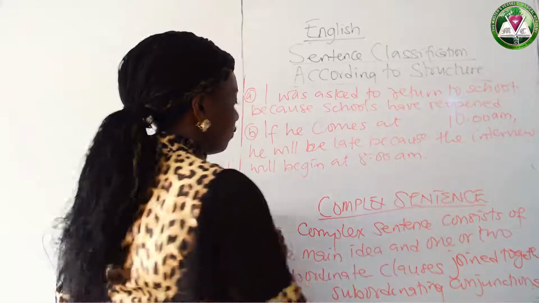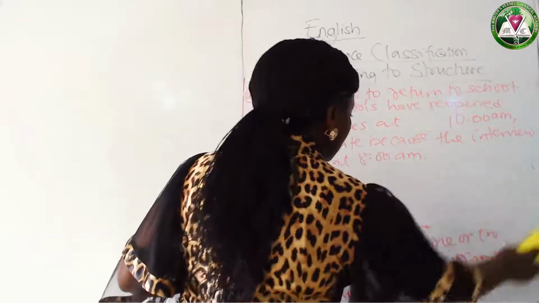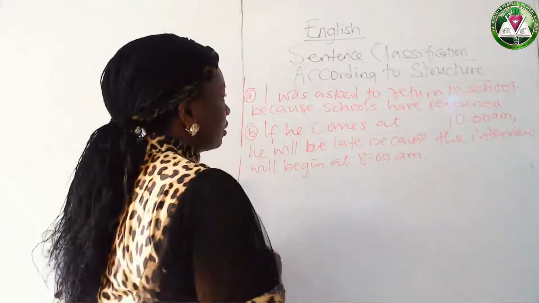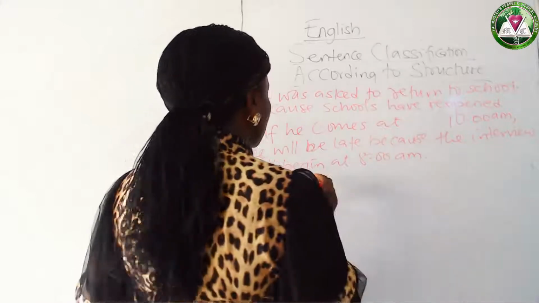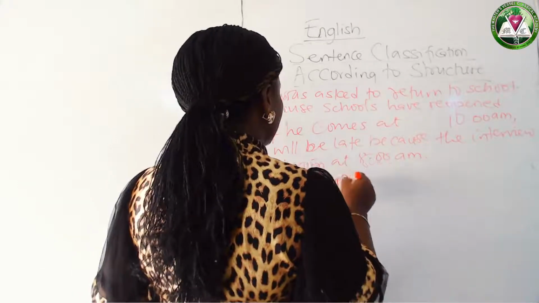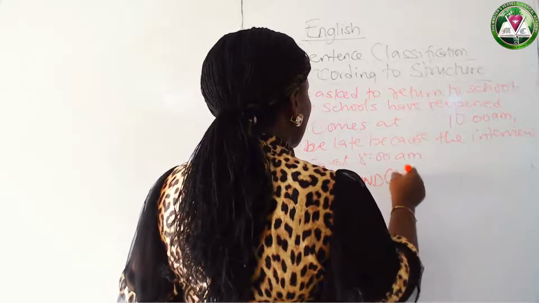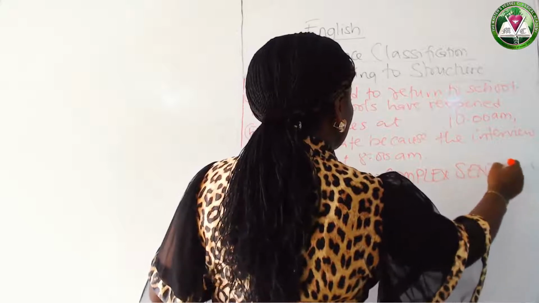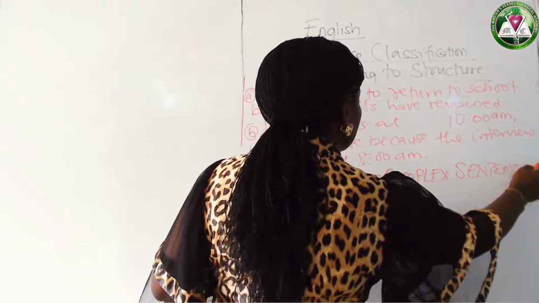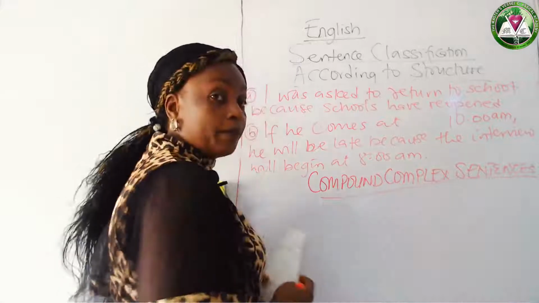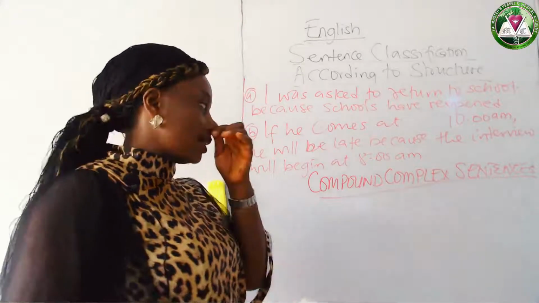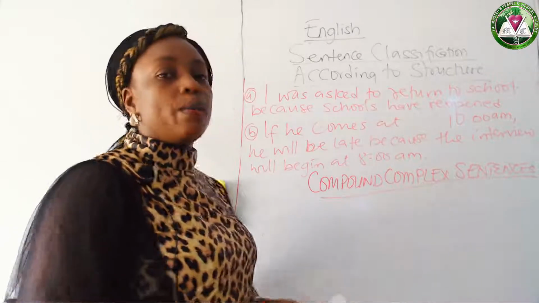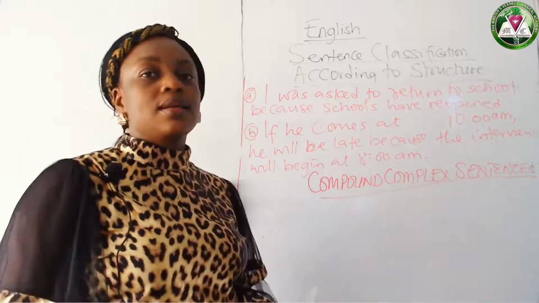Now we have the compound-complex sentence. Of course, as the name is, that is how the sentence is. Compound-complex sentences. Okay, what do we mean by compound-complex sentences? A compound-complex sentence simply refers to the combination of both compound and complex sentences.